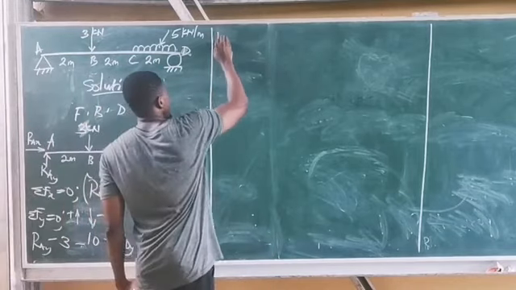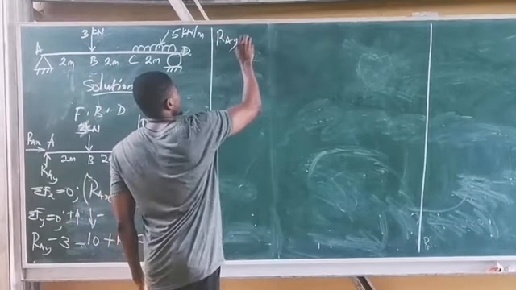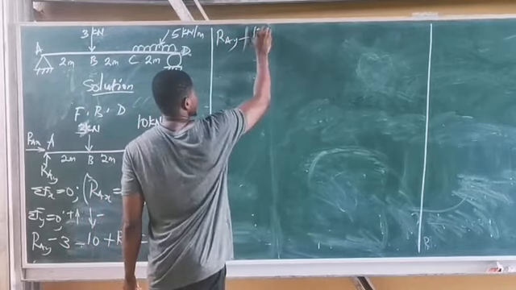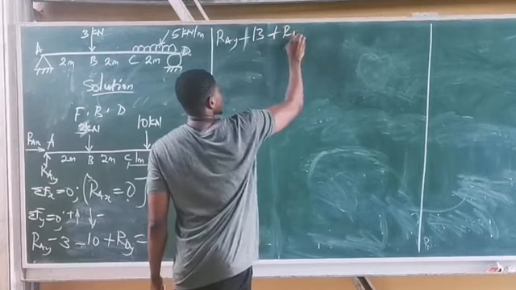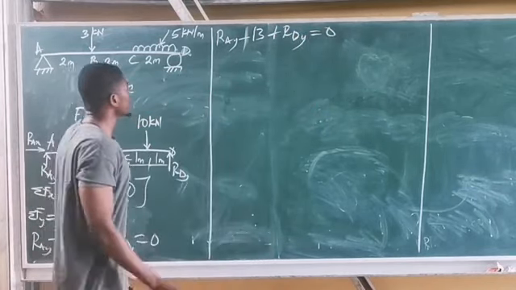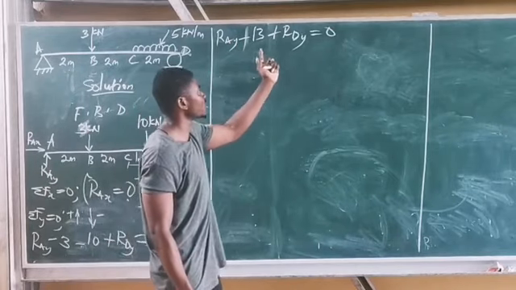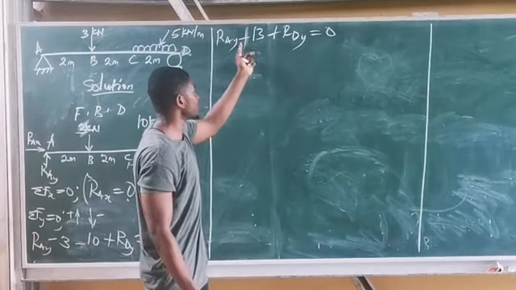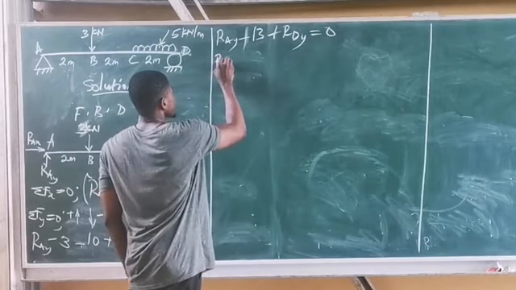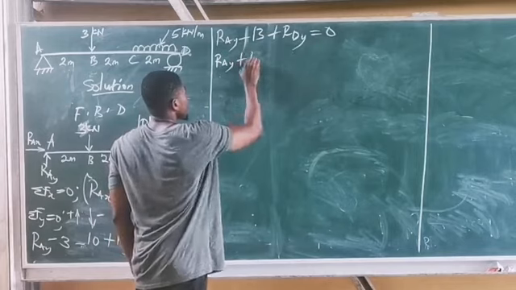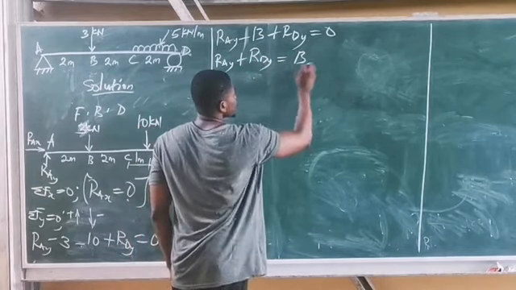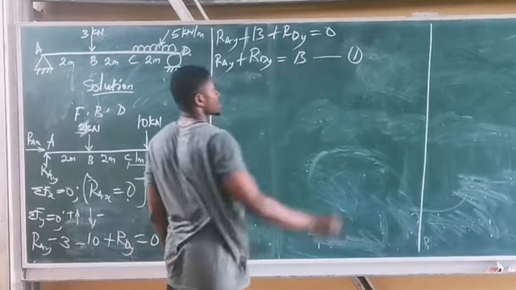Alright? So you have RAY minus 3 minus 10 is minus 13, plus RDY is equal to 0. So let's send minus 13 over to this side of the equation. If negative sign crosses an equal to sign, it becomes positive. So we have RAY plus RDY now be equal to 13. So call this equation 1.